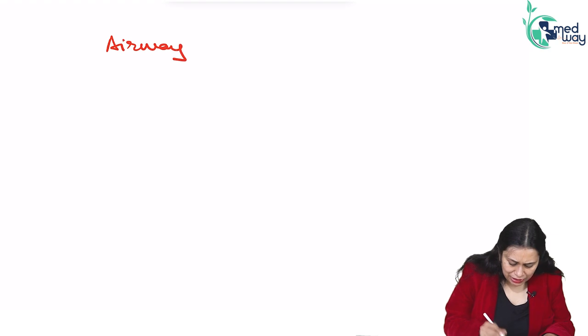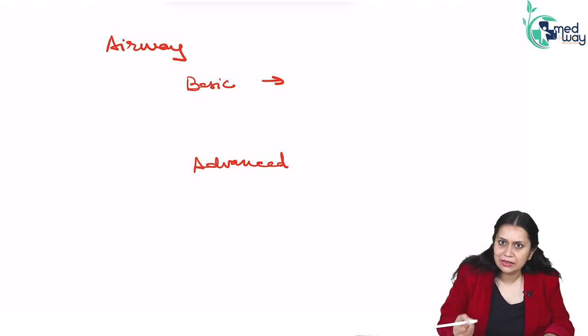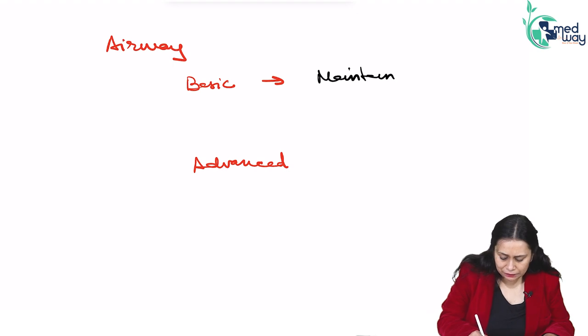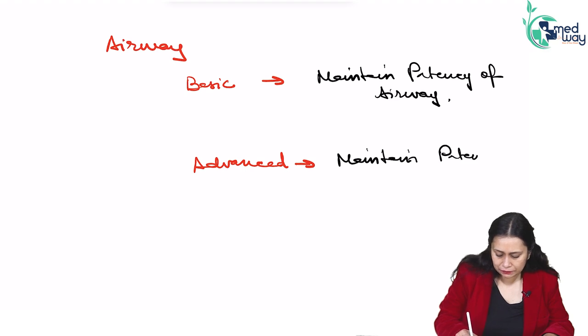So your airway maneuvers and devices can be divided into basic and advanced. Okay, so basic airway maneuvers and devices are just used to maintain patency of the airway. And advanced airway devices, they not only maintain the patency, they are also used for ventilation.